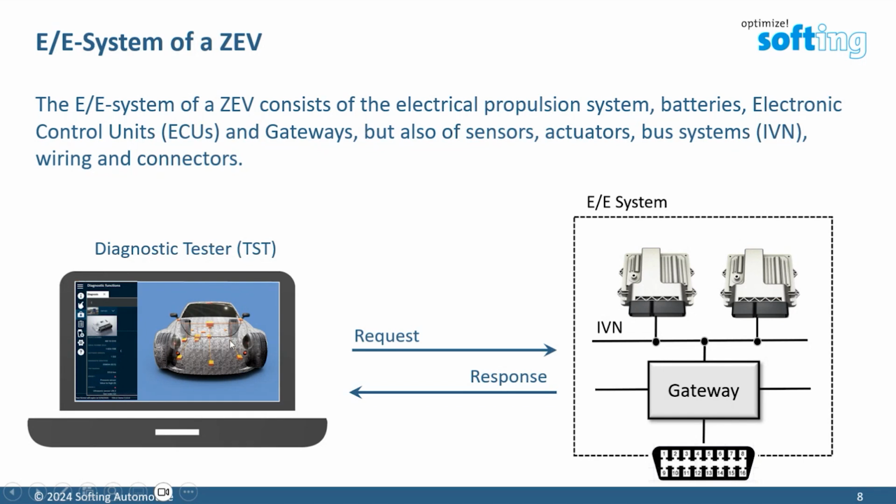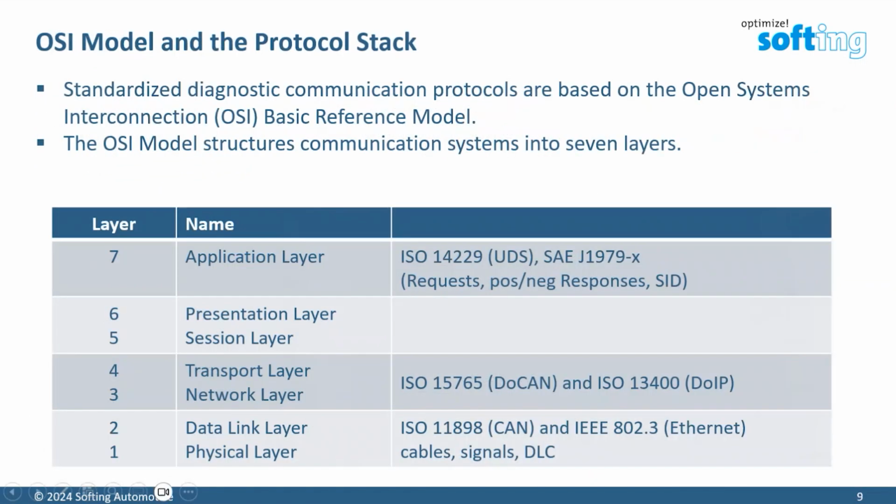In fact, at a specific point in time, we only talk to one control unit that gets a request and answers with a response. The requests and responses, and the already mentioned DoIP and DoCAN, have to be specified, and they are specified in an OSI model and a protocol stack. The OSI model standardizes the diagnostic communication on 7 OSI layers.